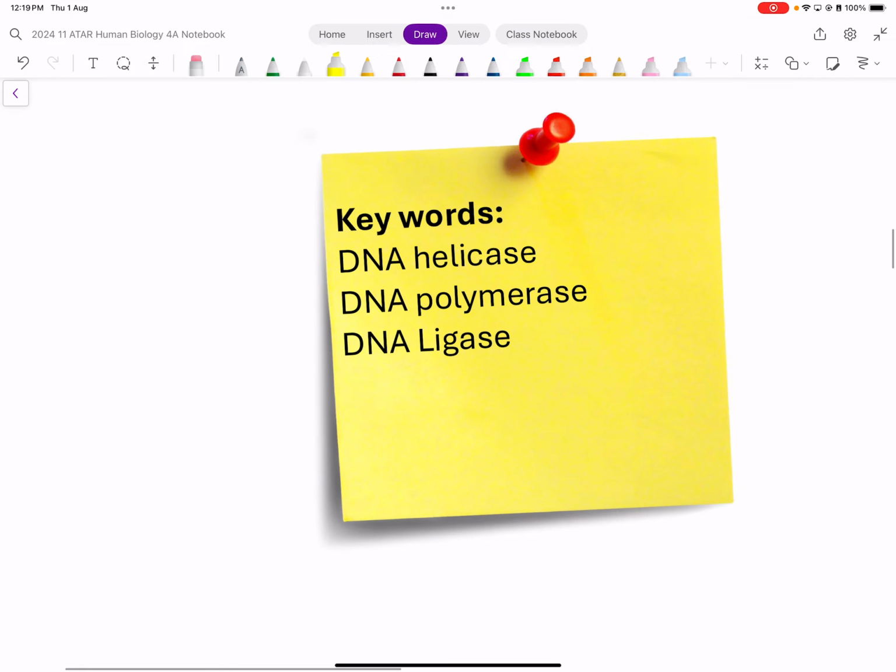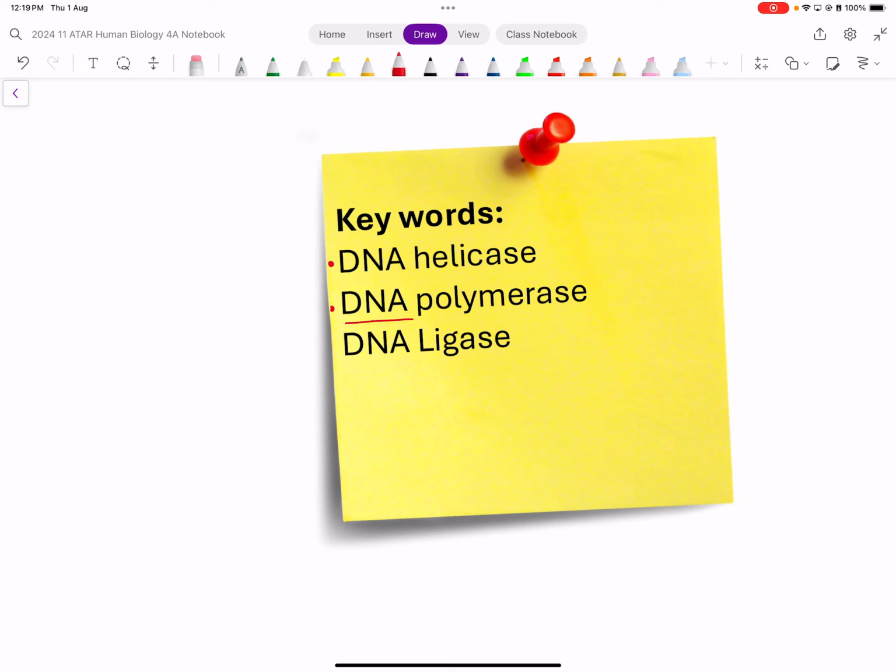Skipping over our quiz, our keywords for today, and I'm going to highlight one in particular, but before we get there, we have DNA helicase. We've heard of helicase before. We now have DNA polymerase. DNA polymerase is different to what we've previously seen. We've previously seen RNA polymerase. So today we will look at DNA polymerase and how it is different to RNA polymerase.